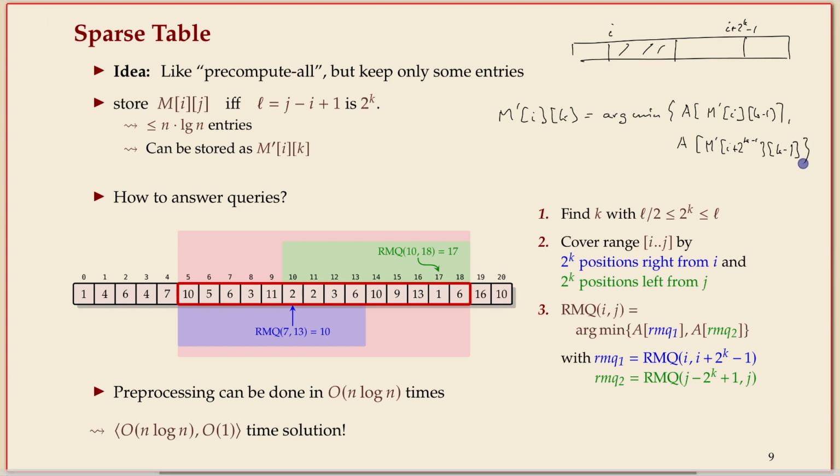The minimum in the entire range has to either lie in the left or in the right half, and this is the way to find out. That way, again, in the pre-processing step, you only spend a constant amount of effort for filling each entry. And so the pre-processing time is proportional to the size of this M prime array. Right, so without too much complicated techniques, we get this n log n pre-processing time, constant query time.